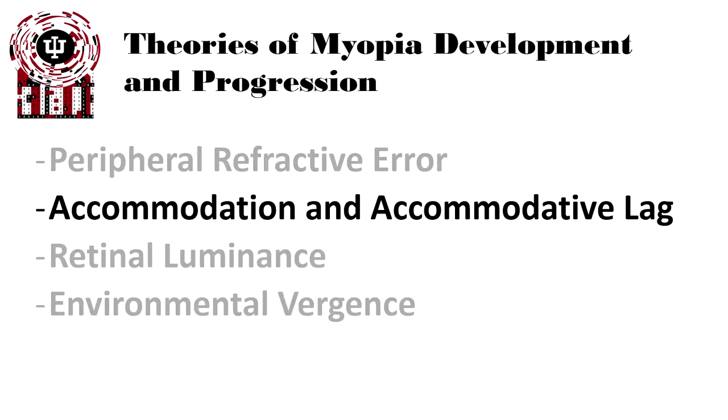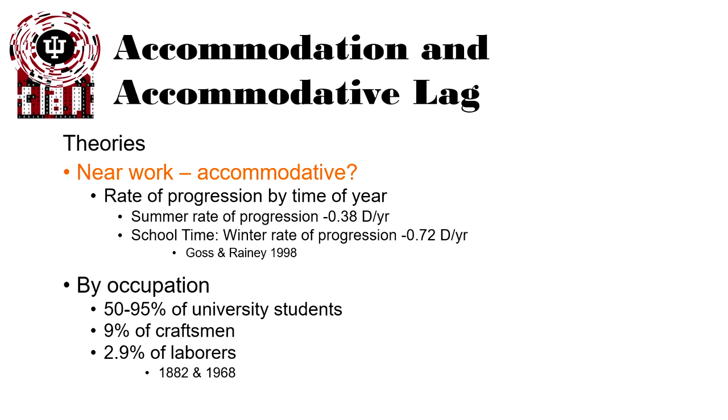There are other theories of myopia development and progression. Accommodation and accommodative lag have been strongly indicated at times throughout history with myopia development. We have a number of theories. We know from experience and from studies that the rate of progression varies by time. People progress more during school times and less during the summer when they're not studying.